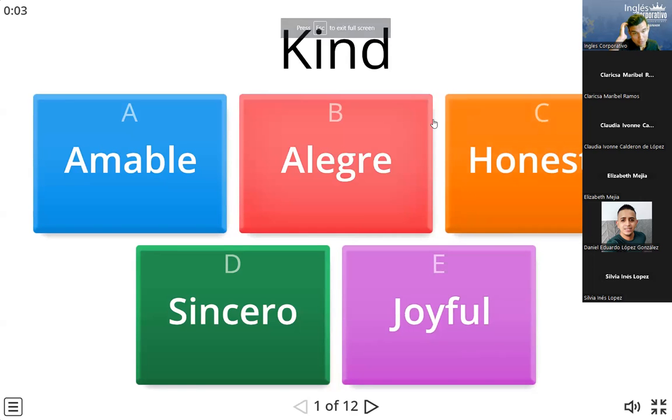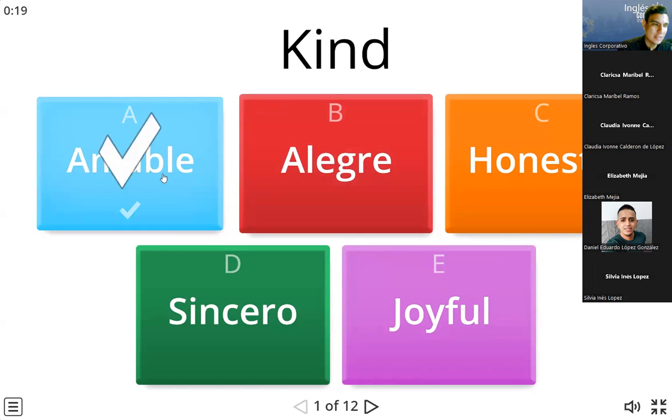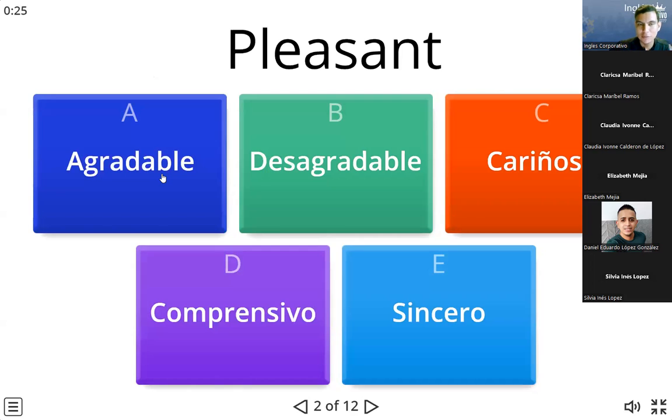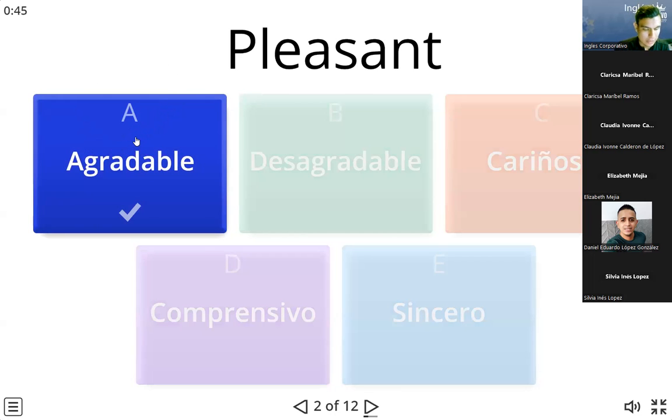Vamos a revisarlo juntos. For example, kind. What is kind? Esa palabra se puede confundir porque también tiene otro significado, el cual es tipo de. Okay, two different kinds. Tipo y también es un adjetivo para describir a una persona. Amable. Okay, it is kind. Do you consider yourself someone kind? ¿Se consideran alguien kind? Yes, no? Yes. Okay, pleasant. Agradable. Excellent.